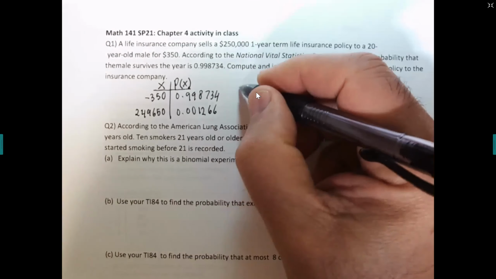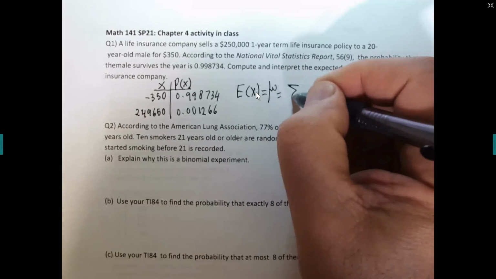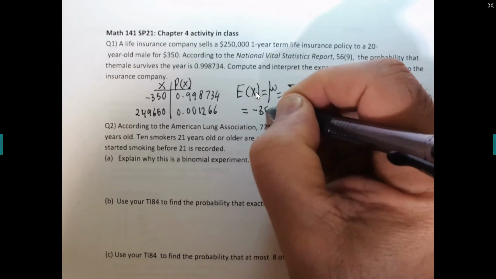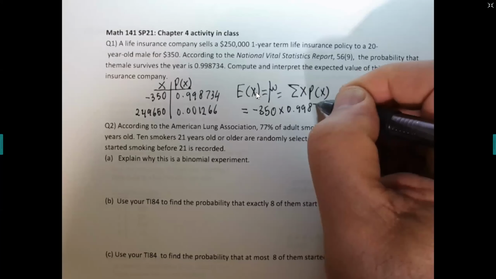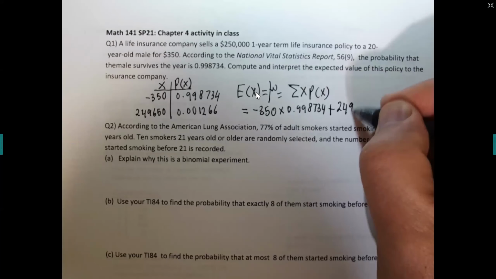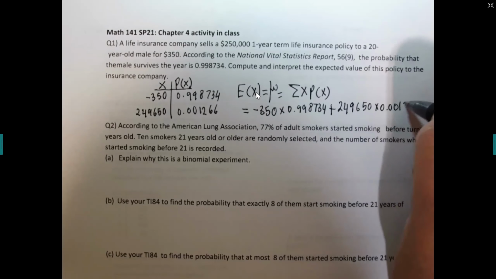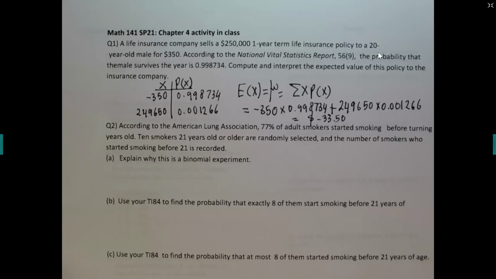And now the expected value, guys, which is the same as the mean, which is the sum of x times P(x), it will be negative 350 times 0.998734 plus 249,650 times 0.001266. Let's do the math. Next one. This is very, very similar to what you have on the assignment.